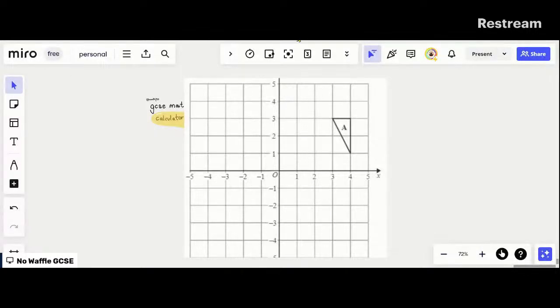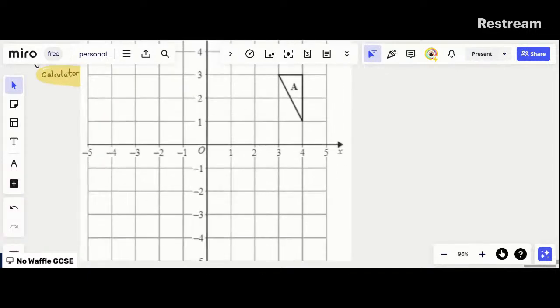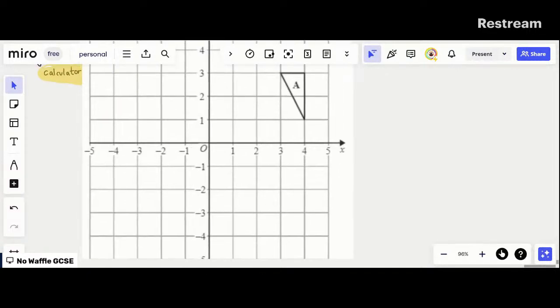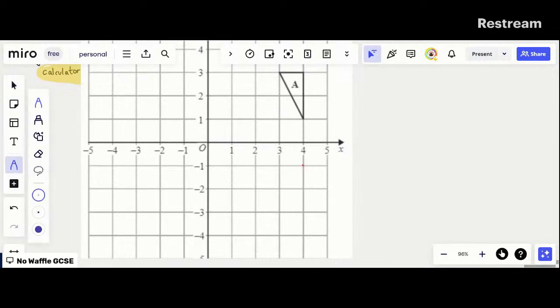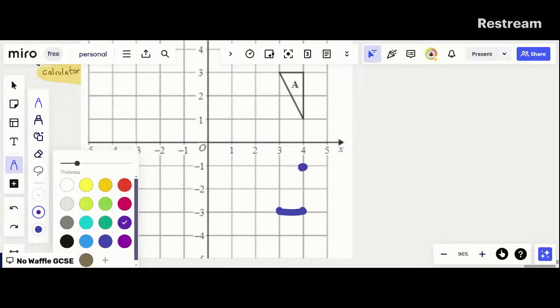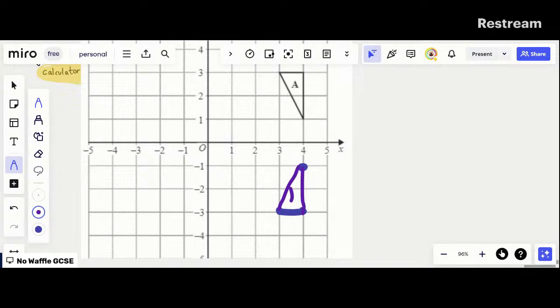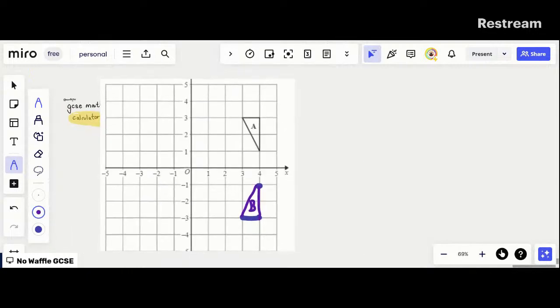So our first requirement is to reflect it in the x-axis. So reflecting it in the x-axis, you then can just match up all of the points. Like that. And make sure to label your triangle B. Our next step, as asked, we then have to reflect triangle B in the line y is equal to x to get triangle C.